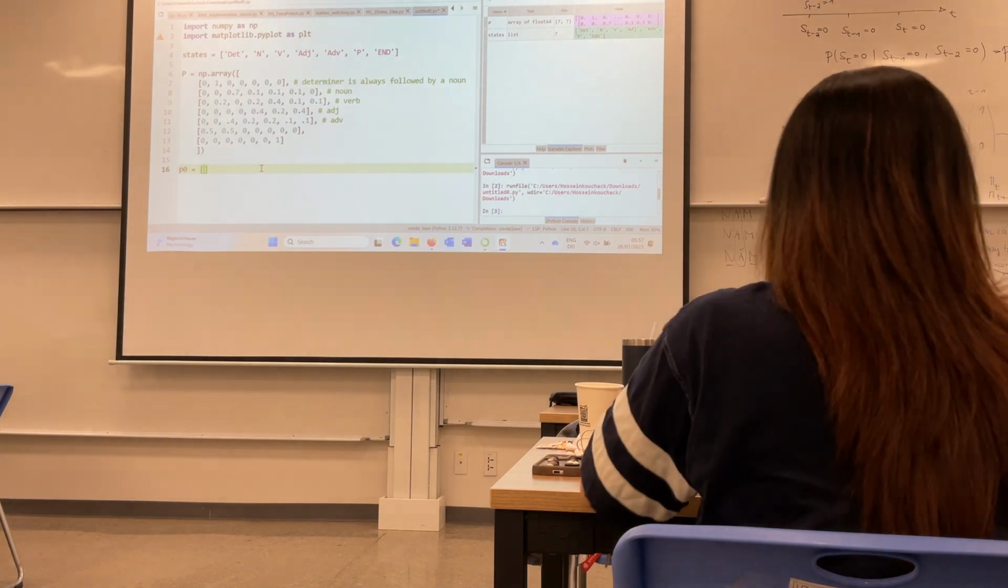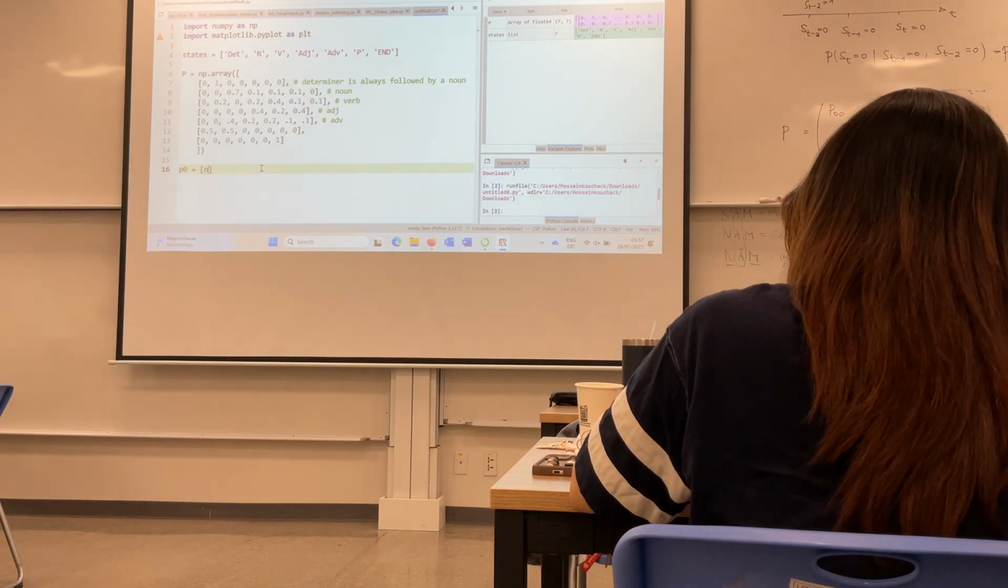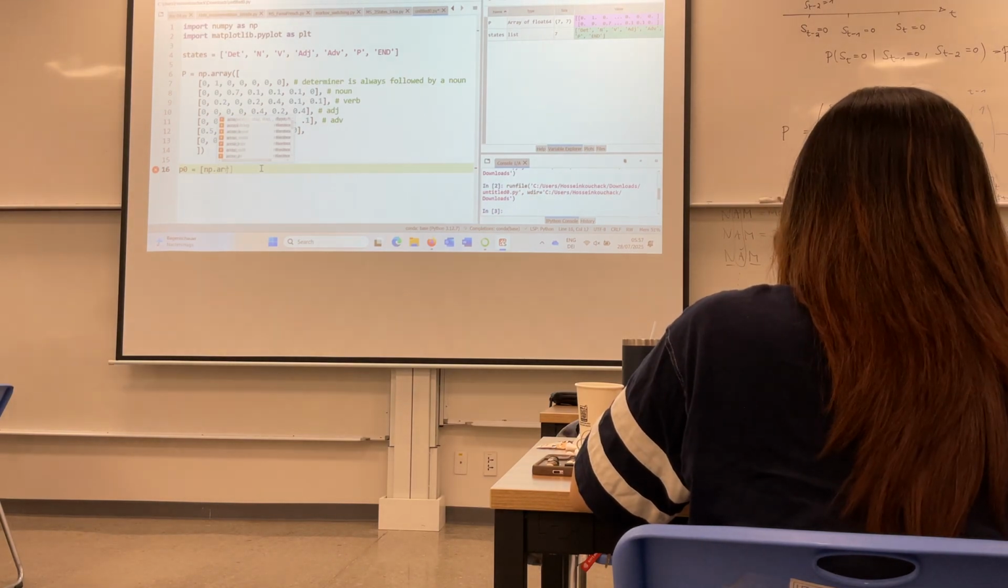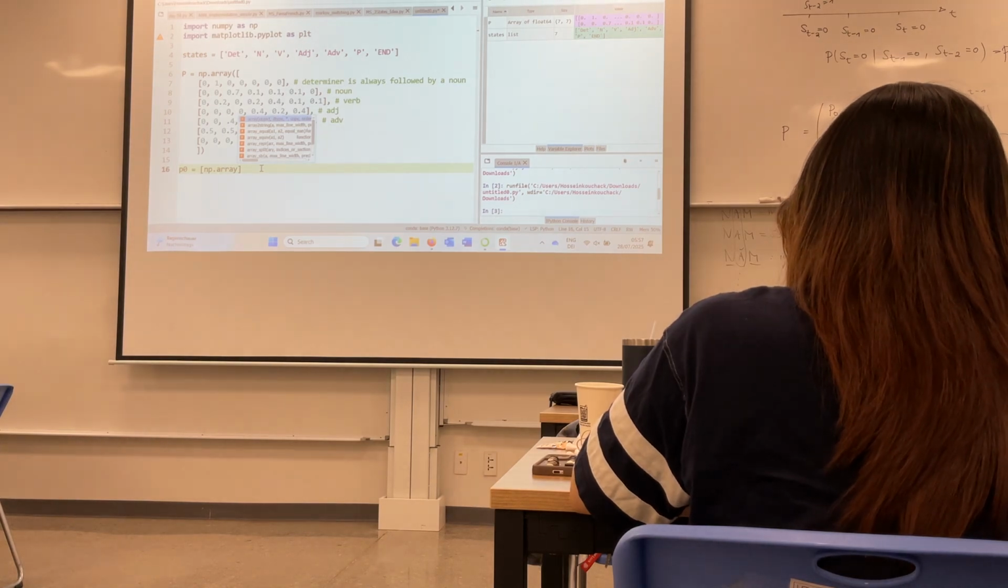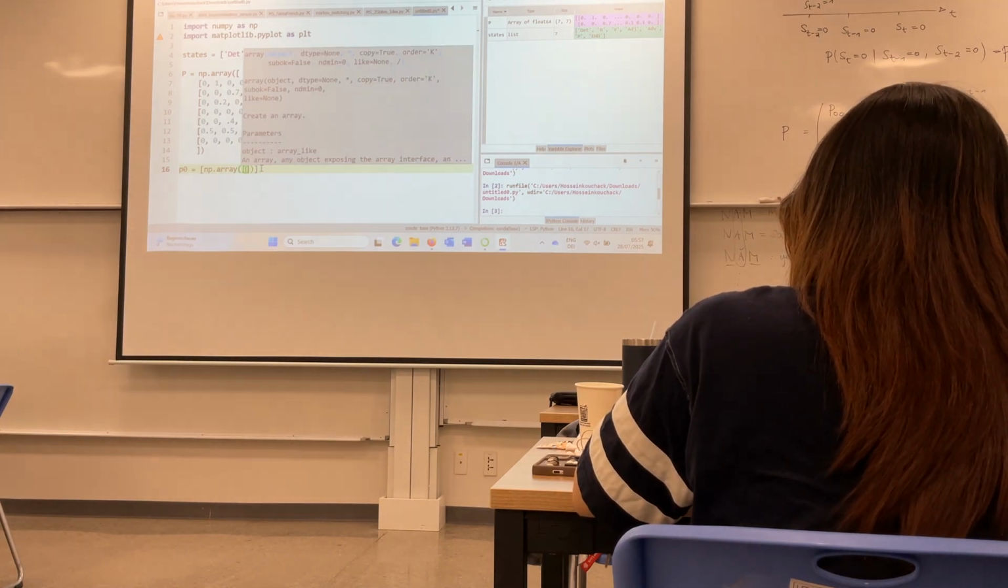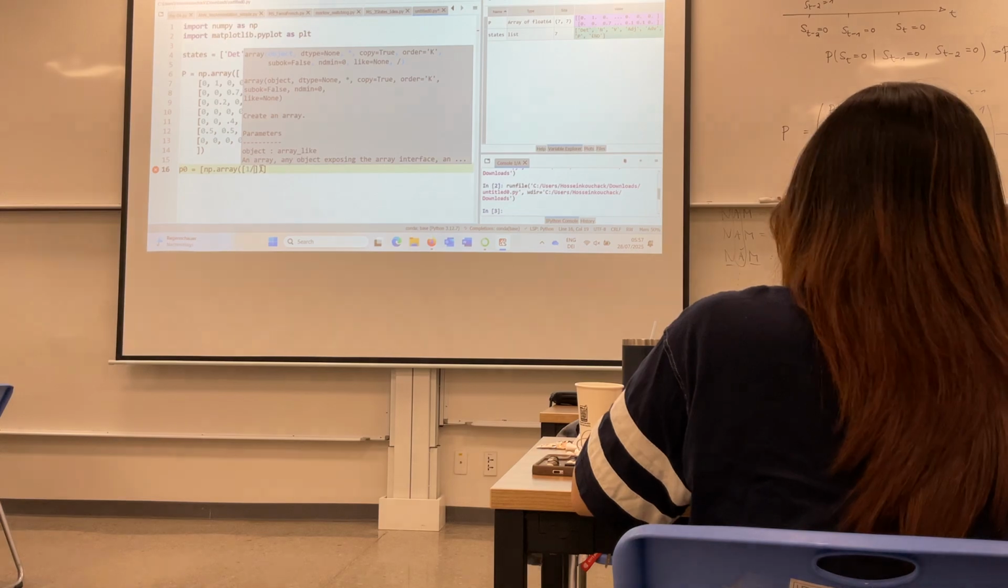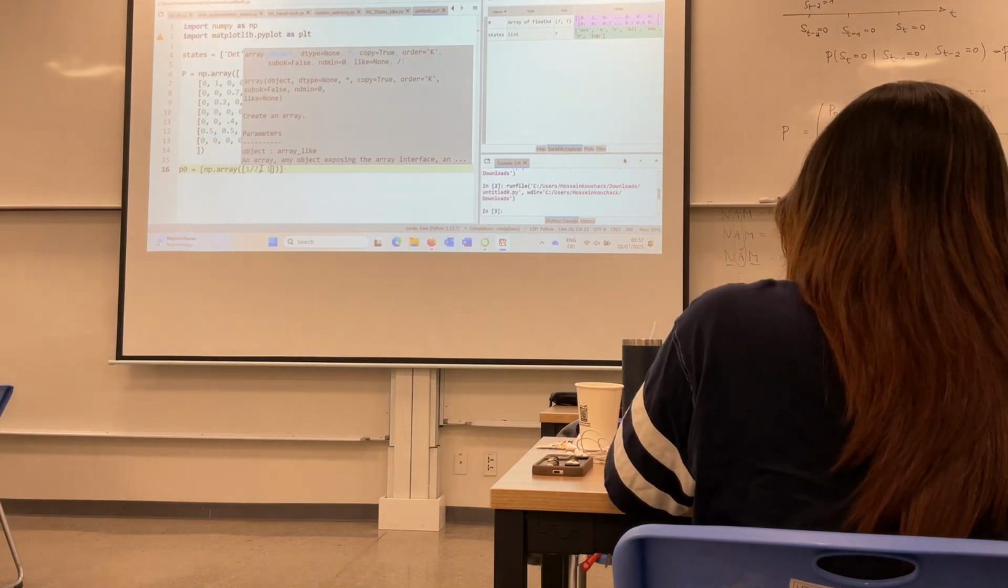So that's P0. I will define it as an array of, well, let's say they are equally, sort of equal probabilities. So 1, 7.